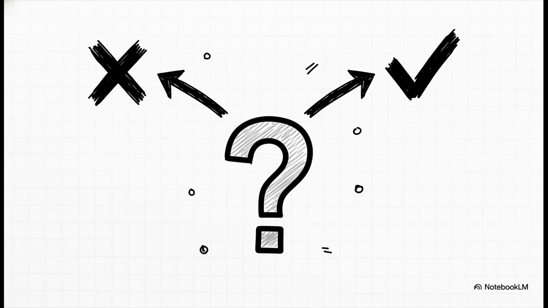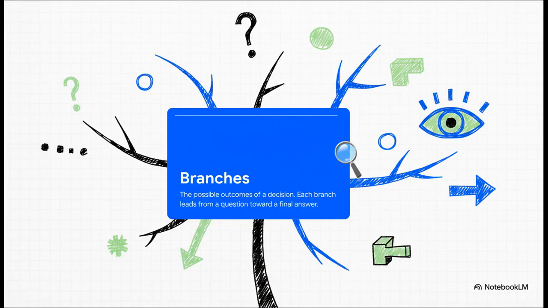And boom, just like that, the answer to that one question, yes or no, immediately creates two different realities, two totally separate paths you can follow. Your decision has just branched out. And yep, that's literally what they're called, branches. Each branch represents a different outcome from your question, and it leads you one step closer to your final answer.